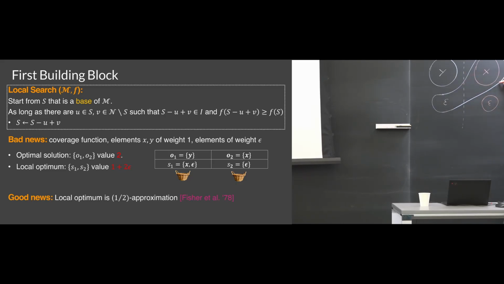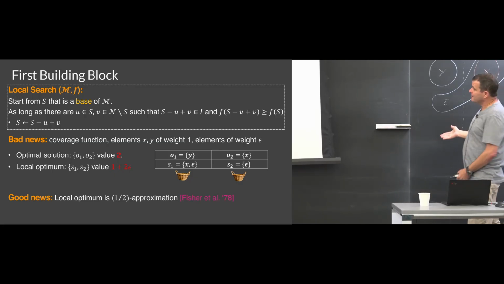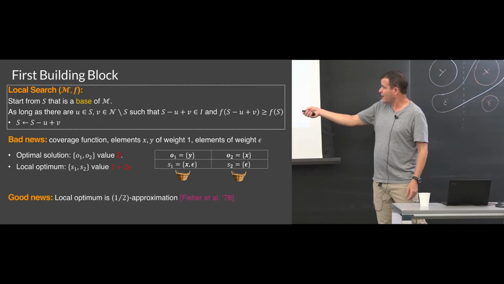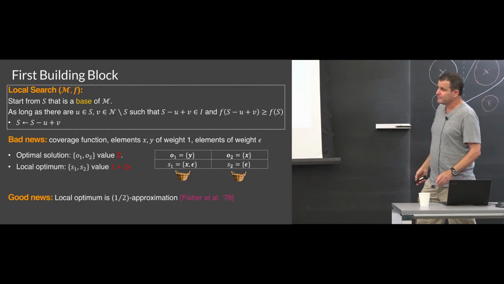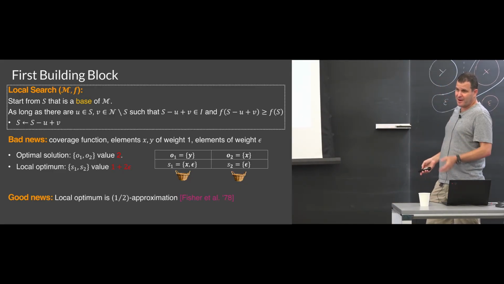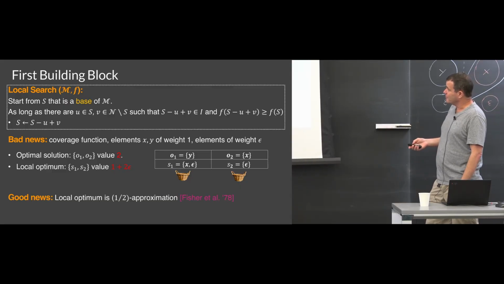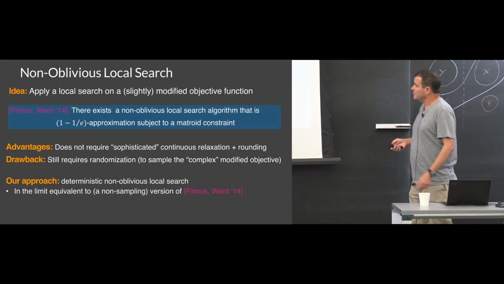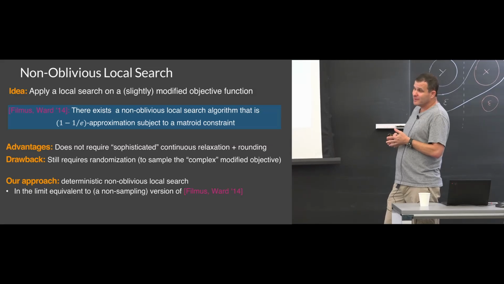You also don't want to switch this red for x because x is already covered, so you lose this epsilon. So you are stuck in a local maxima, and this local maxima is just worth 1 plus 2 plus epsilon. So this algorithm is not better than a half approximation. So what can you do? What you can do is apply some nice and mysterious idea, for me, which is non-oblivious local search.